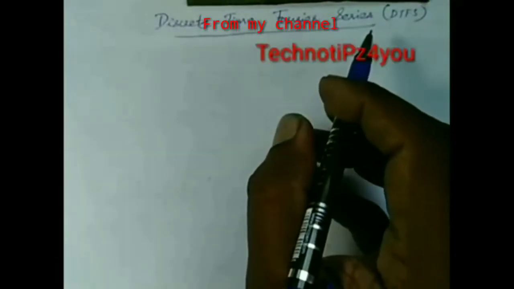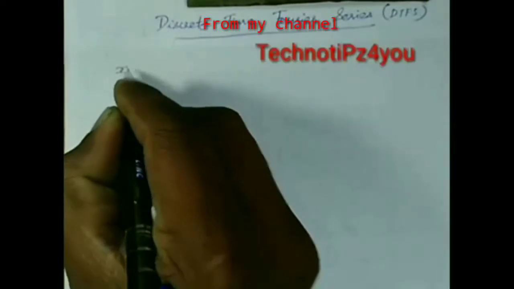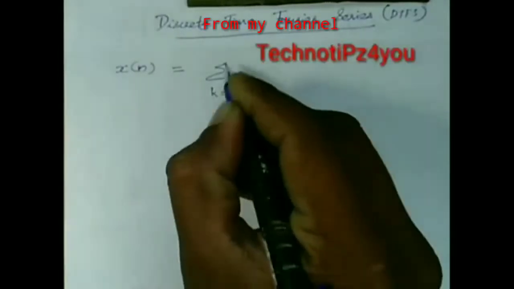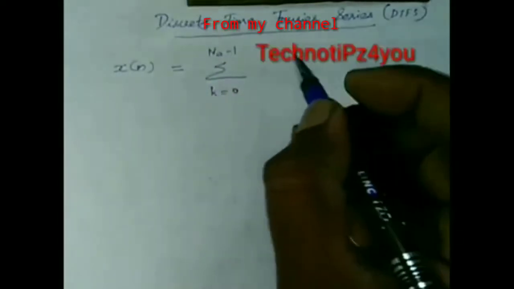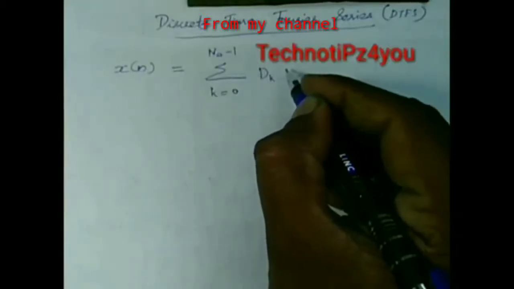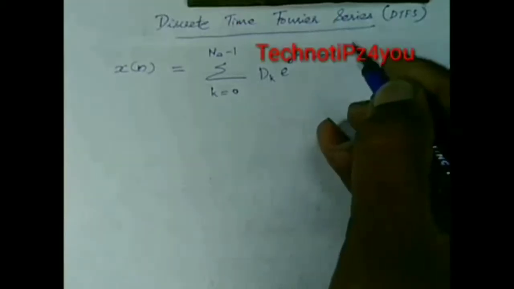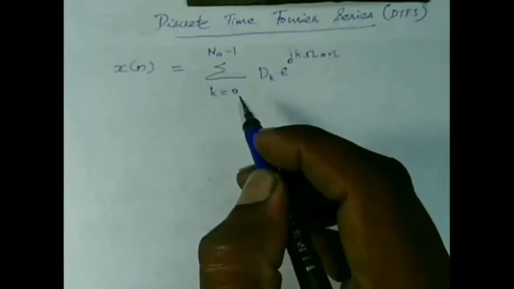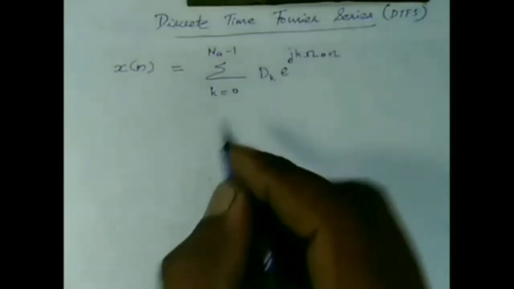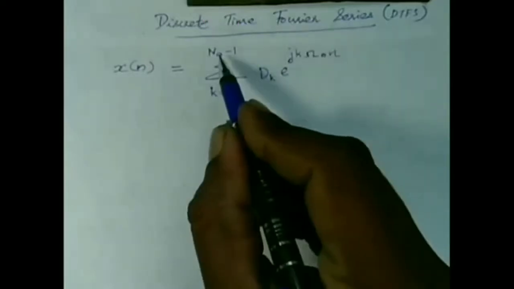Discrete time Fourier series. The discrete time Fourier series for a discrete time signal x of n is given by the equation: x of n is equal to sigma k equal to 0 to N0 minus 1 d_k e raised to j k omega 0 n, where d_k is the Fourier series coefficient, k is the suffix to d, and N0 is the fundamental period.